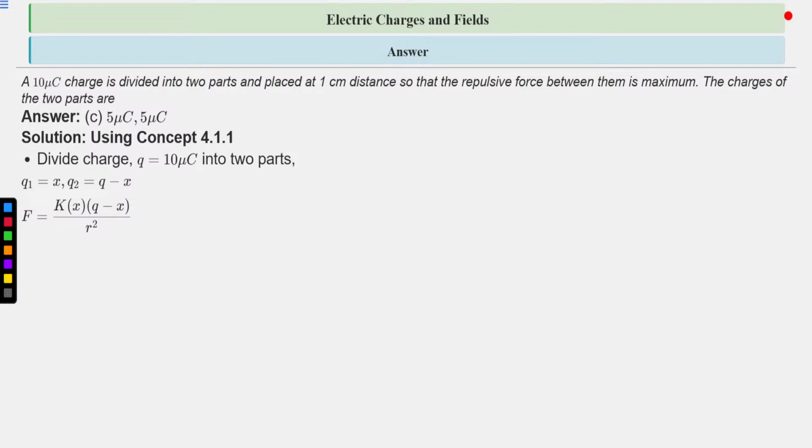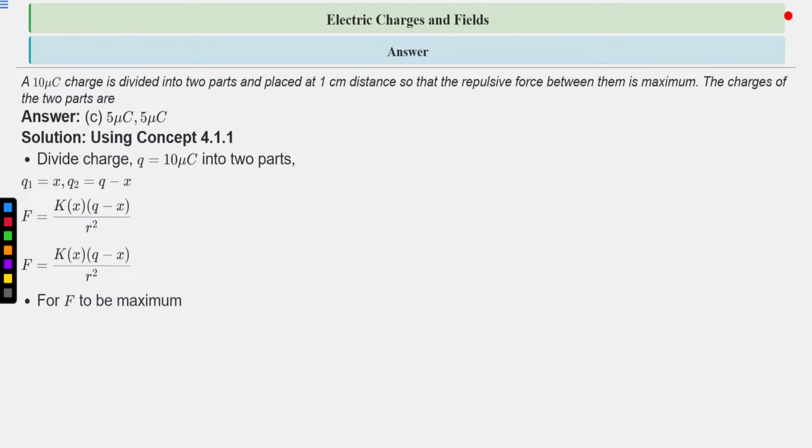Now the force between these two charges is K into the charge on the first part into the charge on the second part, that is X into Q minus X, upon the distance between them, R square. R here is 1 centimeter. So this is F equal to K X (Q minus X) upon R square.